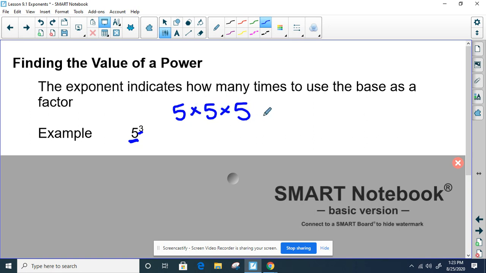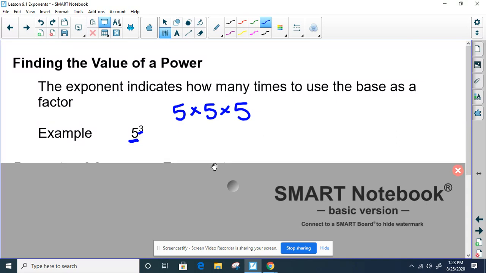So I'm multiplying. To actually solve this, what I'm going to do is I'm going to work down. So I know 5 times 5 is 25. So I've used these guys up. I need to bring down that times 5. 5 times 5 is 25. 5 times 20 is 100. So this would be 125 would be what that is equal to. So 5 to the third power is 125.